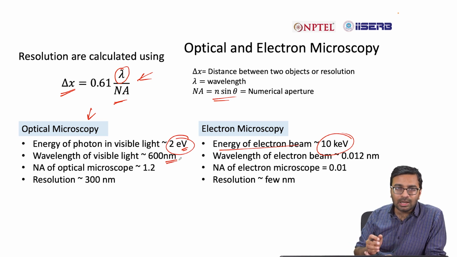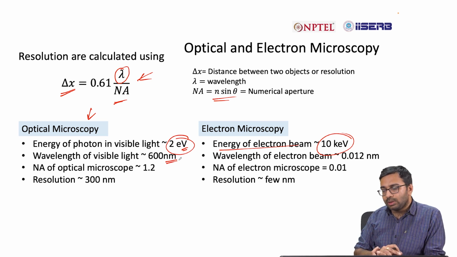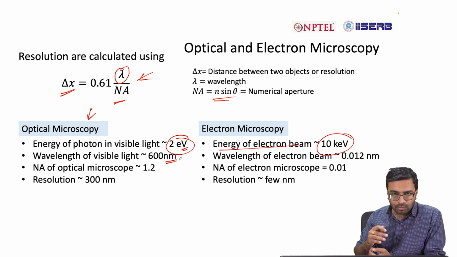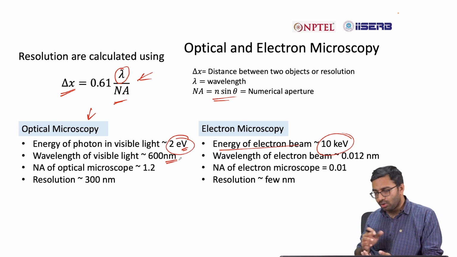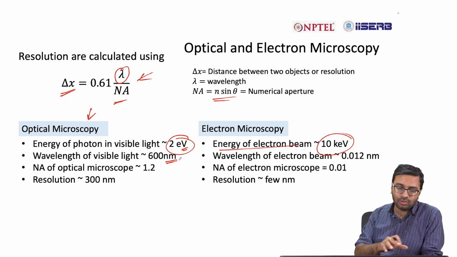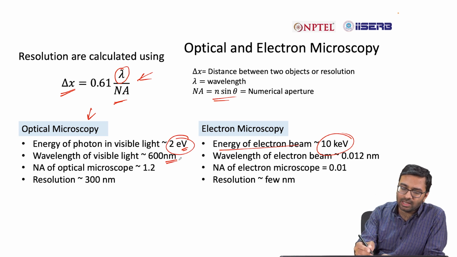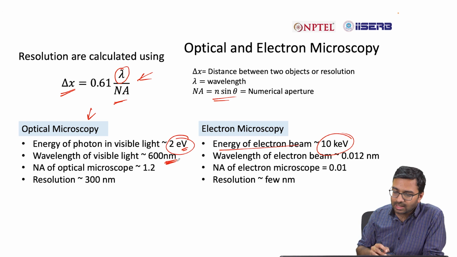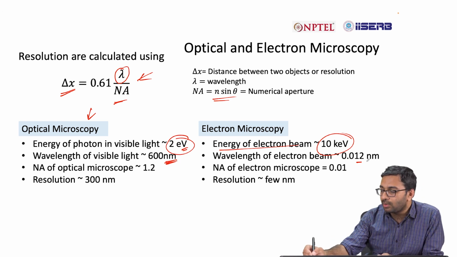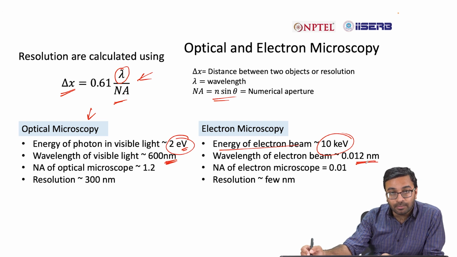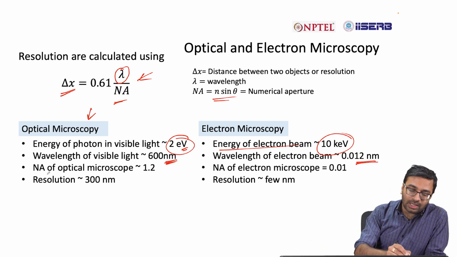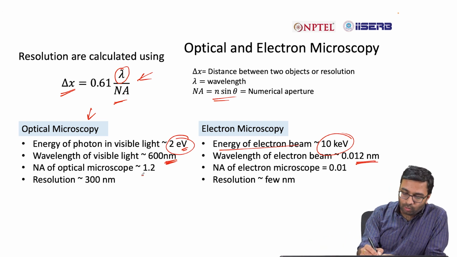Then wavelength of visible light is around 600 nanometer. Around say 400 nanometer is the lowest possible visible light, maybe blue. If you consider ultraviolet, then it will go below that, but ultraviolet anyways is not visible, it doesn't come under visible light. So wavelength of a visible light on an average is around 600 nanometer. However, wavelength of electron beam is 0.012 nanometer. So it's in angstrom.